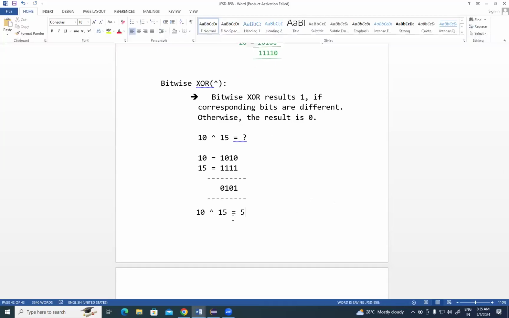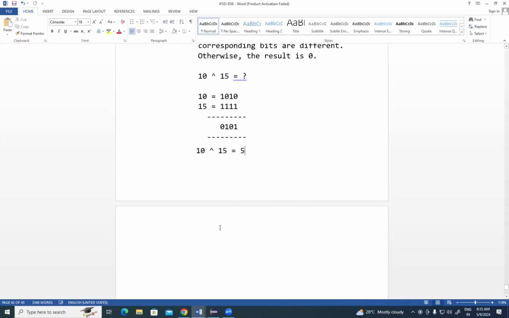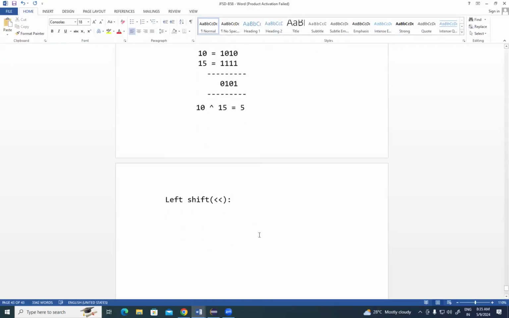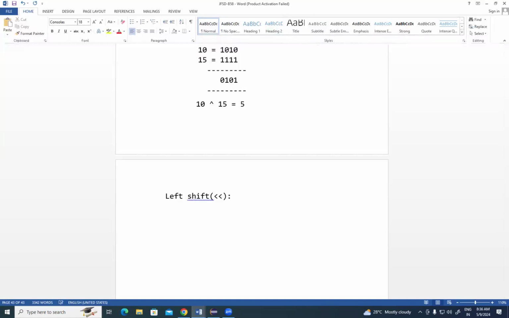Yes, sir. Very good. Next one is left shift. We'll complete them, okay? Left shift means 2 less-than symbols. I'll tell you what it means.